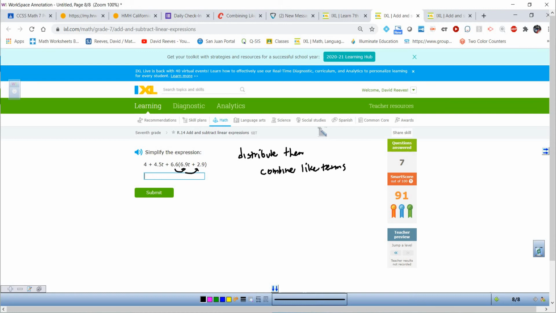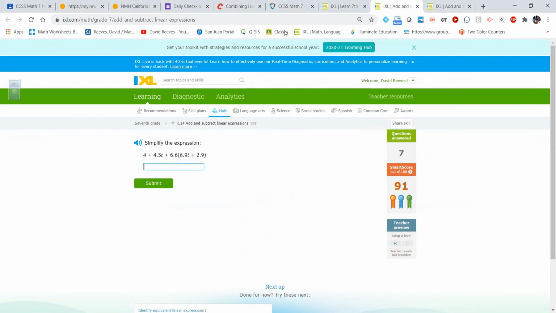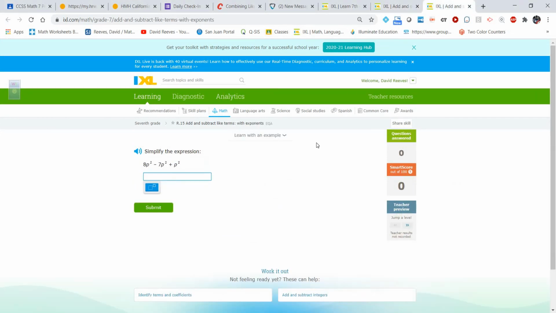All right. Okay. Let's go ahead and go to our next skill, which is R15, which we're doing very much the same thing now, except now they're going to throw in some exponents. Remember, like terms have the same variable or variables to the same power. All right, so again, whatever comes after the coefficient must be the same, and then they are like terms.